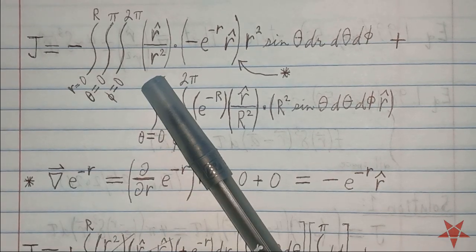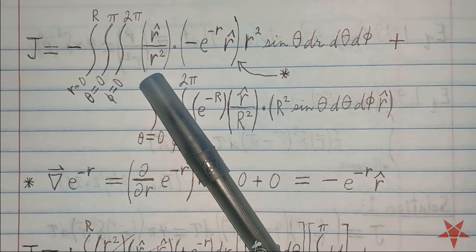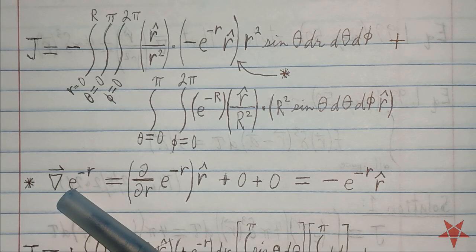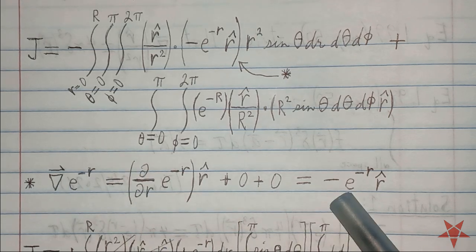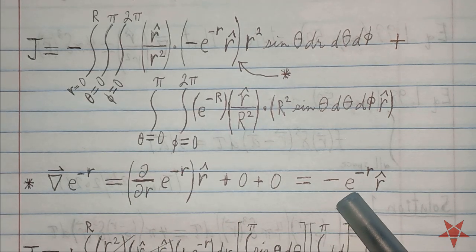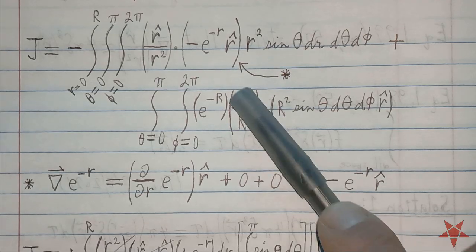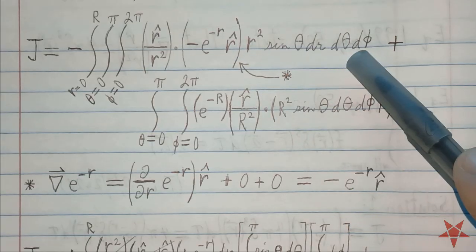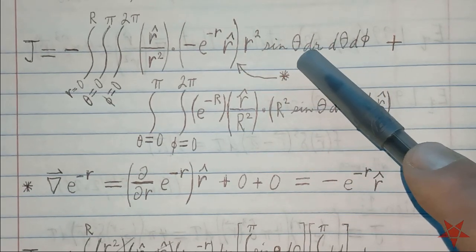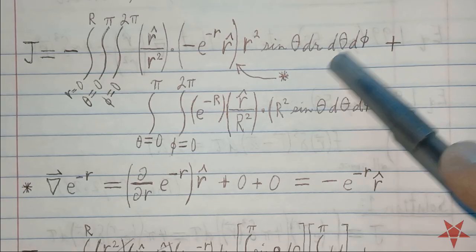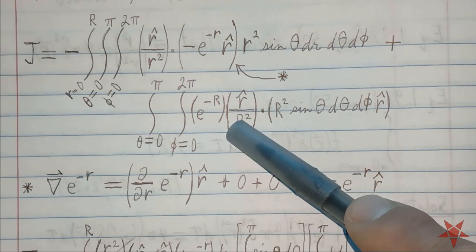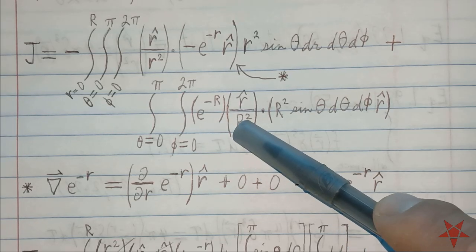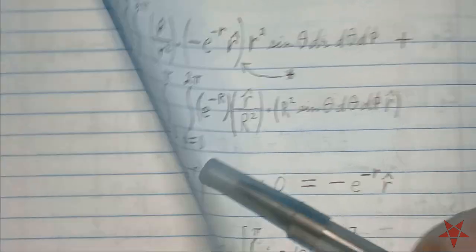So in the first part of J, we will now be substituting in for the gradient of e to the negative r, and that works out to negative e to the negative r multiplied times r hat, which we put up right here as noted by the asterisk. And we're also substituting in for d tau, which in this case is r squared sine theta dr d theta d phi. On the second integral, in this case the surface integral, we substitute in for, oops, I'm losing track of my terms. Let's see.